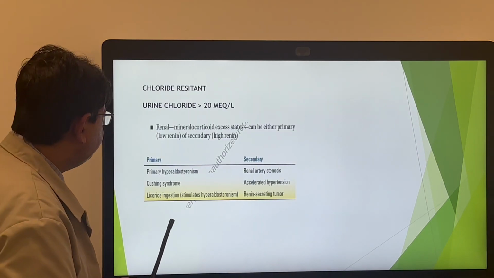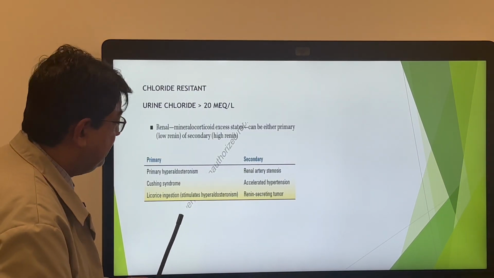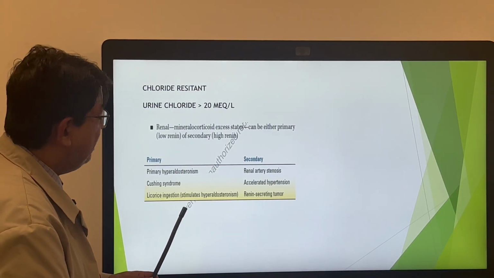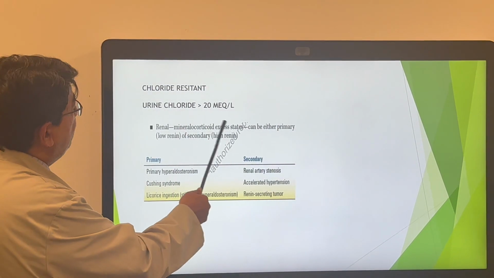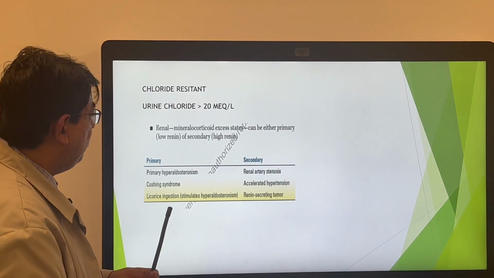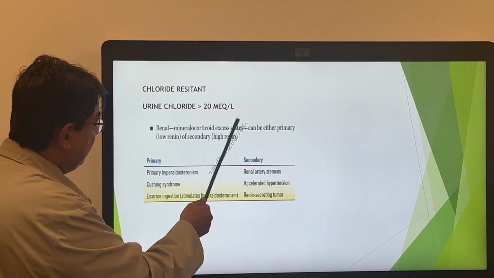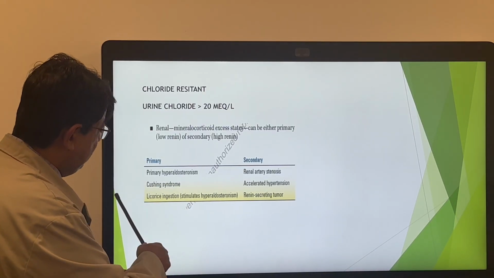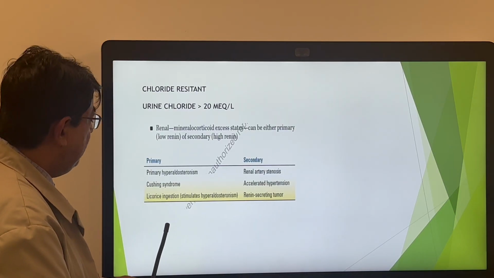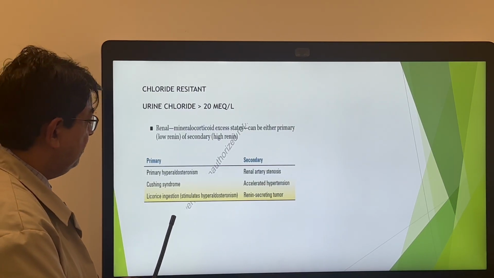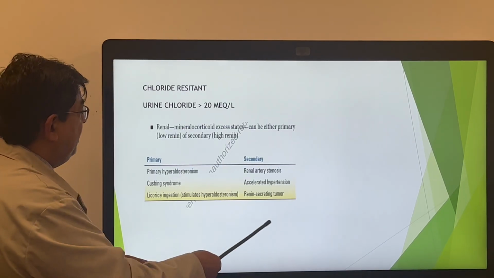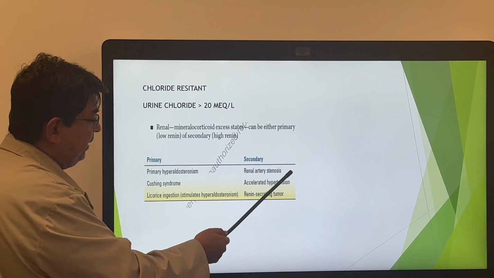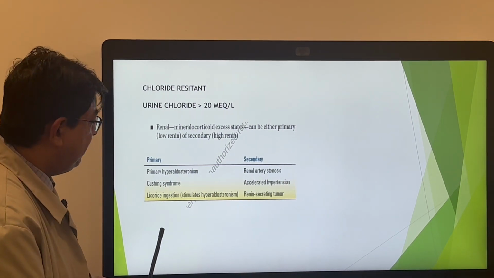Next slide. Chloride resistant implies that the urine chloride is greater than 20 milliequivalents per liter. This generally means mineralocorticoid excess. The mineralocorticoid excess can be primary or secondary. So primary hyperaldosteronism, Cushing syndrome, and licorice ingestion are all associated with chloride-resistant metabolic alkalosis. And you can also see this in secondary causes of mineralocorticoid excess, such as renal artery stenosis, accelerated hypertension, and renin-secreting tumor. Next slide.